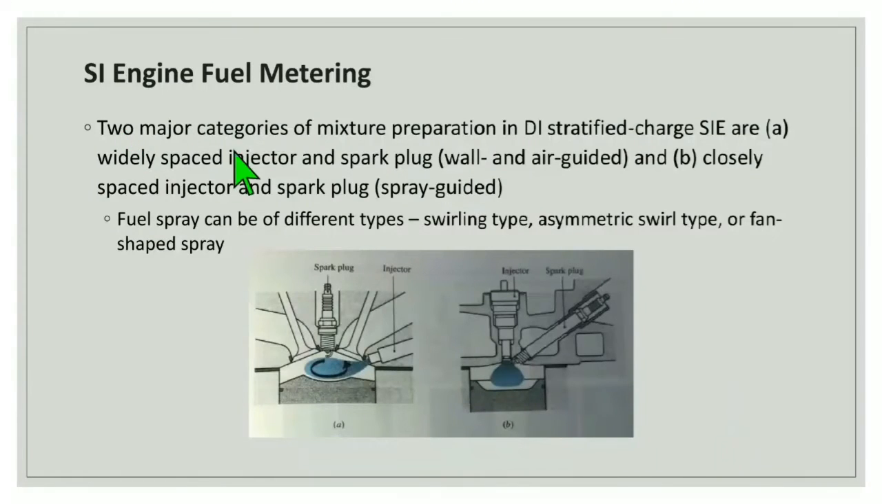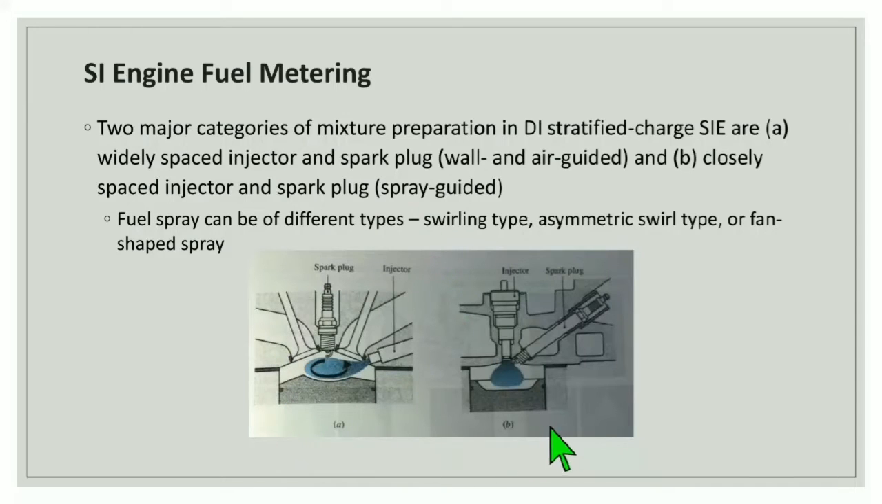Two major categories of mixture preparation in DI stratified charge SI engine are: number A, widely spaced injector and spark plug, wall and air guided, and number B, closely spaced injector and spark plug, spray guided. Fuel spray can be of different types: swirling type, asymmetric swirl type, or fan shaped spray.